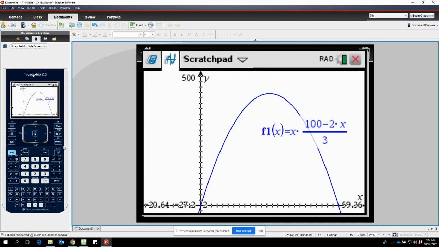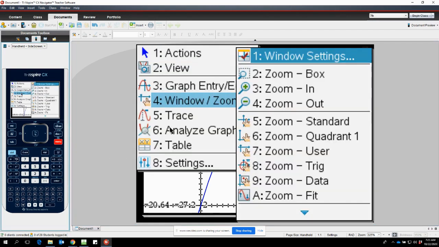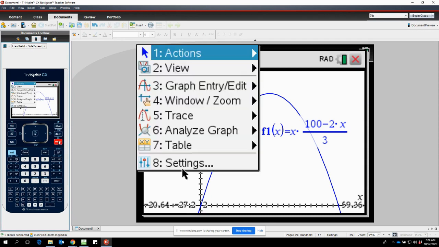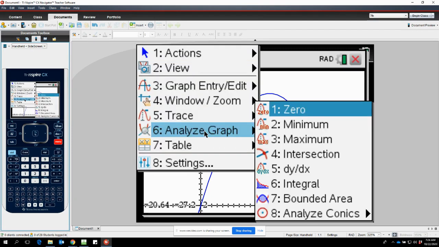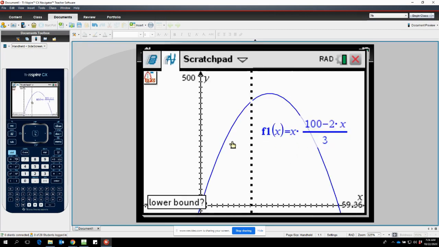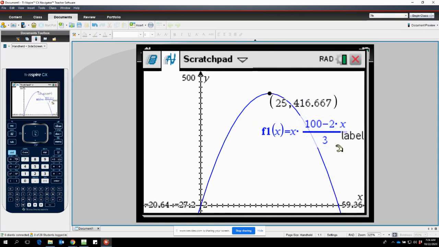Make sure you practice finding a good window. Remember, you go to menu and then you go to window zoom and then just try playing with that. So now that I have a good window, I'm going to do what it says, find the maximum. So for that, you go to menu, analyze graph, maximum. Take the cursor to the left of the vertex, take the cursor to the right of the vertex, and it's going to give you your maximum here.